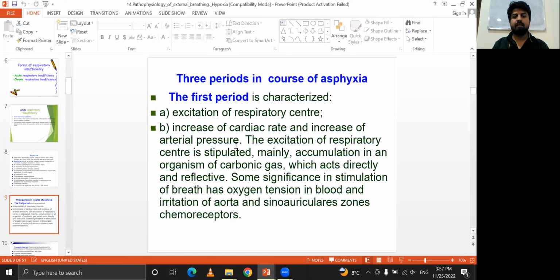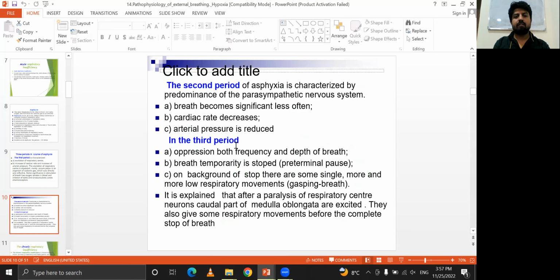The first period is the excitation of the respiratory center, where the respiratory rate, cardiac rate, and arterial pressure are increased. The second period is characterized by the predominance of the parasympathetic nervous system (PNS): breathing and cardiac rate decrease, and arterial pressure decreases. In the third period, there is oppression of both the frequency and depth of breathing. Breathing temporarily stops, and on the background of the stop there are single or low respiratory movements.